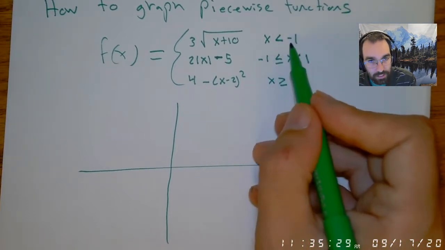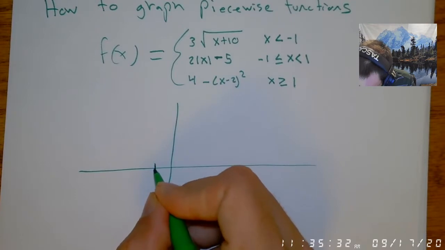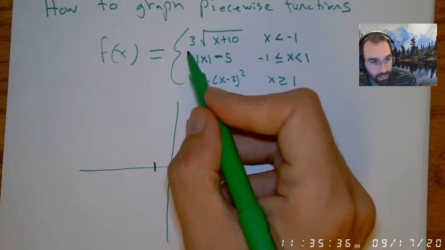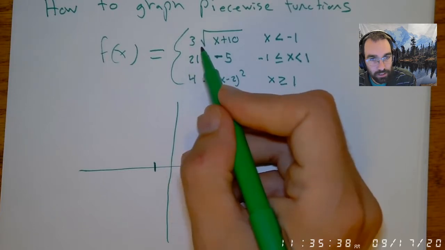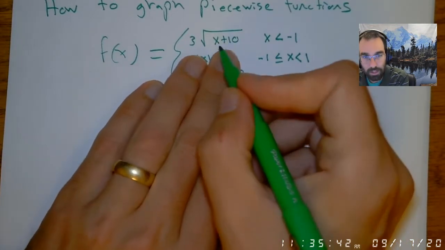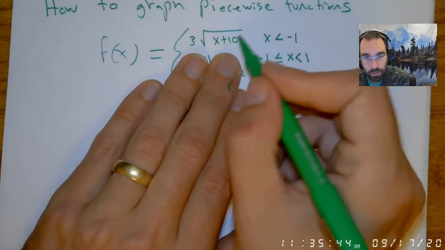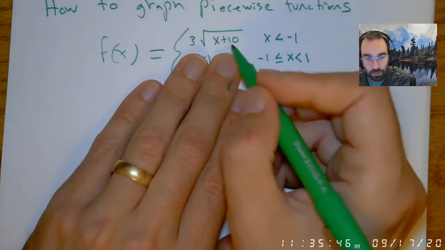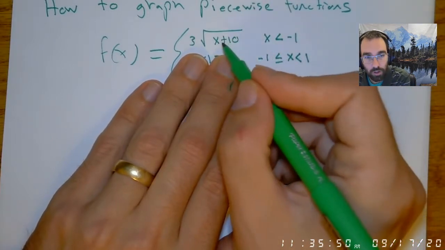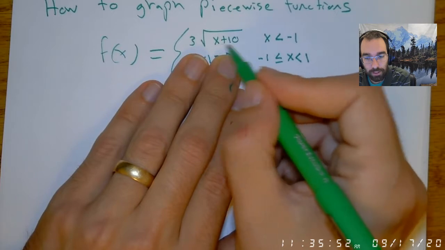So if it's less than -1, right? So here's -1. If it's less than -1, I'm going to have 3 times square root of x squared plus 10. So I might just look at this and think about, okay, well, I know the parent function for this is the square root. So I'll be like, okay, I know that the parent function starts at 0, 0. So obviously there's a transformation here, right?